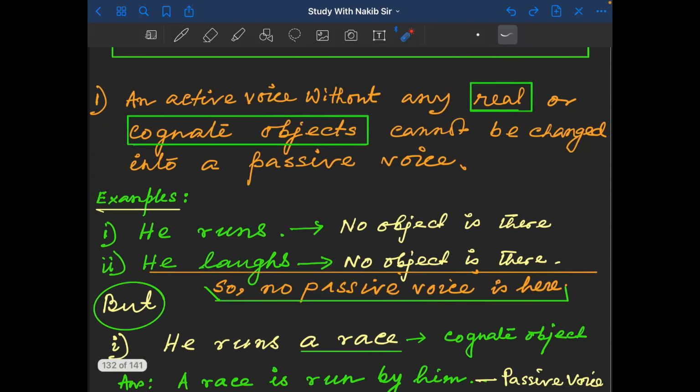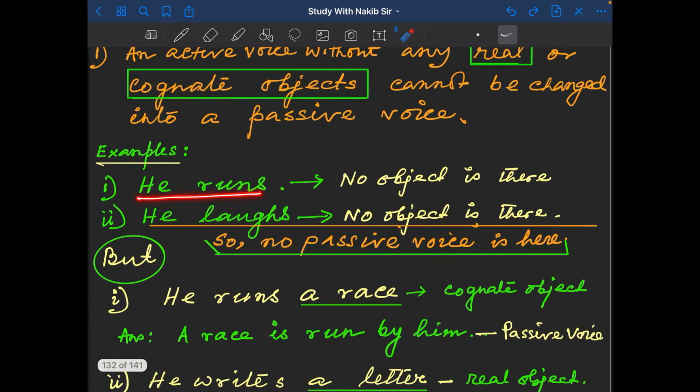See the example. He runs. No object is written here. He runs. So no object, so you cannot change it into a passive voice. Next one, he laughs. No object is here. So the voice of this sentence cannot be changed. So no passive voice is possible here.